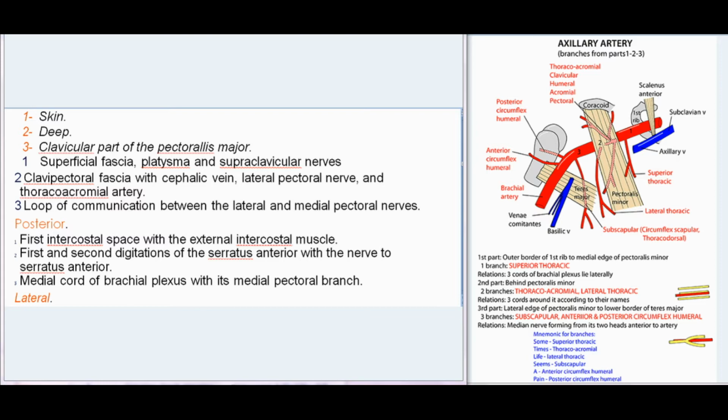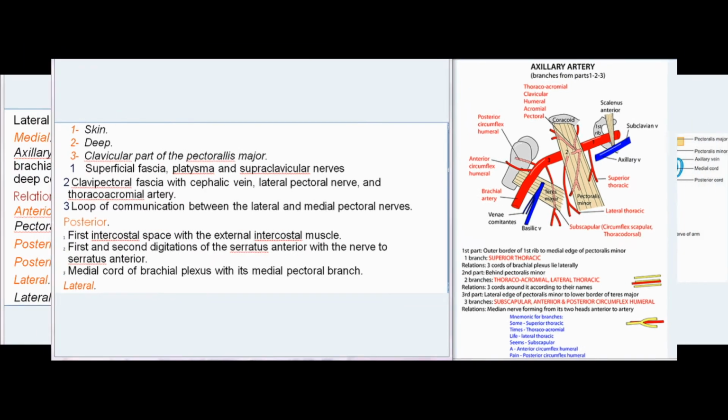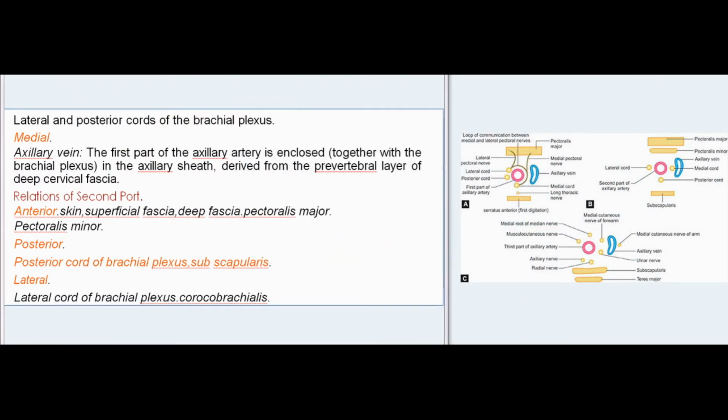Posterior: 1. first intercostal space with the external intercostal muscle. 2. first and second digitations of the serratus anterior with the nerve to serratus anterior. 3. medial cord of brachial plexus with its medial pectoral branch. Lateral: lateral and posterior cords of the brachial plexus. Medial: axillary vein. The first part of the axillary artery is enclosed, together with the brachial plexus, in the axillary sheath, derived from the prevertebral layer of deep cervical fascia.